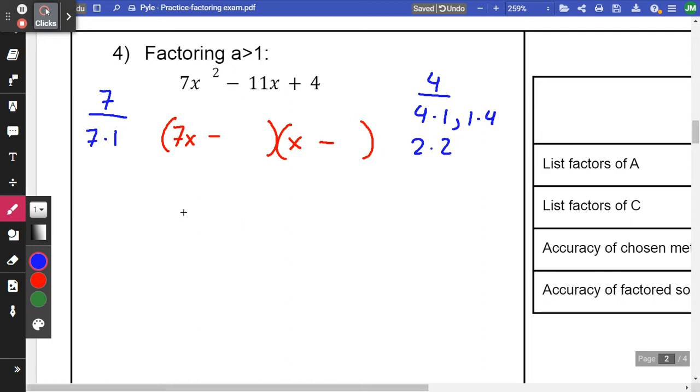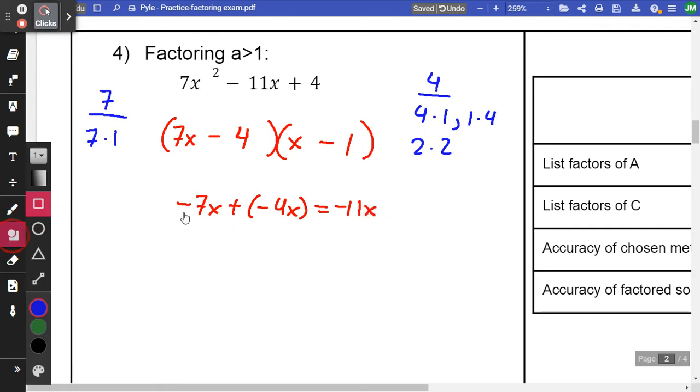All right, I'm just going to begin with 4 and 1, just to check that out. Multiplying the outside terms, 7x times negative 1 is negative 7x. And then the inner terms, negative 4 times x, is negative 4x. These two add up to negative 11x, which is what I want. So I was lucky this time around. I only had to check once. So this is my answer.